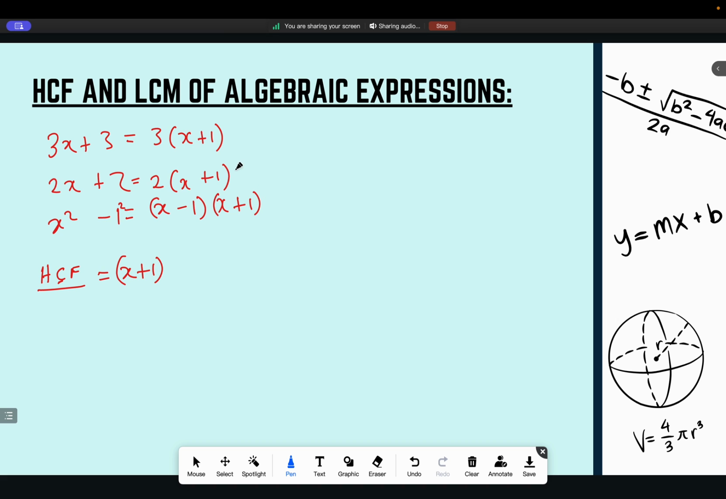And if we look, we have the same power. All of them are to the power of 1. So this will be our answer. And as for the lowest common multiple, we are looking for the one with the highest power.